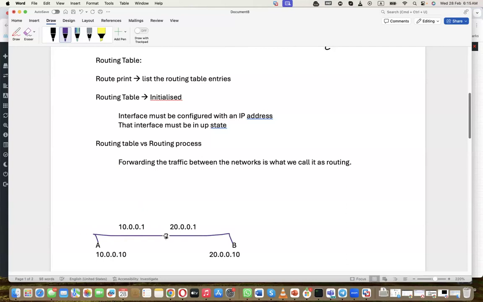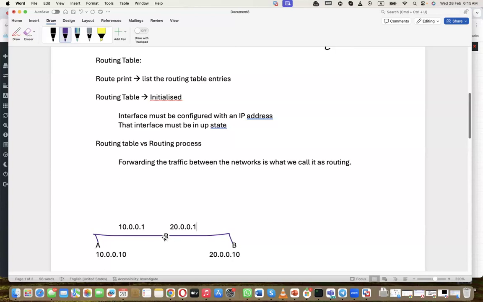Now this router has a routing table. PC A and PC B also have a routing table, but who can do the routing? Only the router, with the process running called forwarding, can receive the traffic from one network and forward it out via the other interface to reach the other network. Whereas these PCs don't do routing. They simply consult the routing table when they create the traffic and it has to be forwarded to the destination. If the route is in the routing table, it will be forwarded.